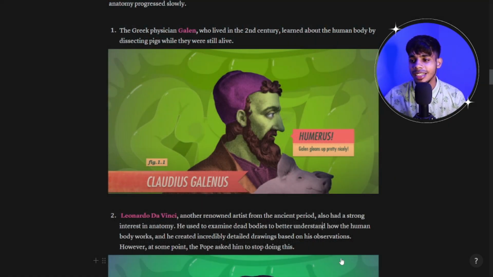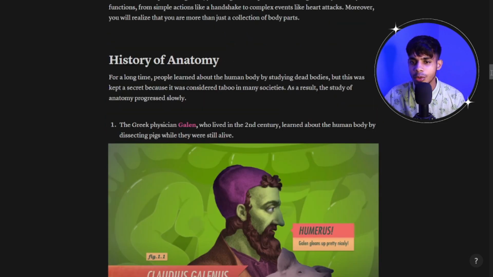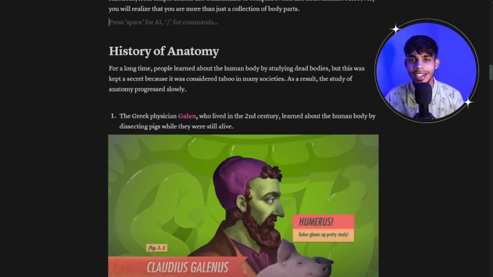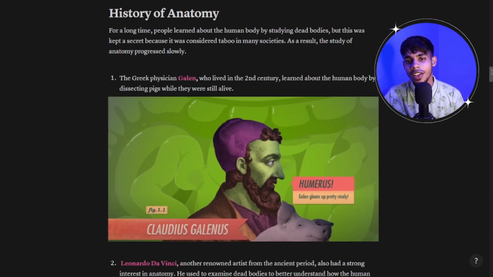Okay, now let's dive a little deeper into the history of anatomy, right? So that we can understand how exactly anatomy came into existence, how old it is, and how the concept of anatomy and physiology came into existence. A long time ago, in the ancient times, people used dead bodies to understand physiology and anatomy, and it was kept a secret because it was considered taboo.